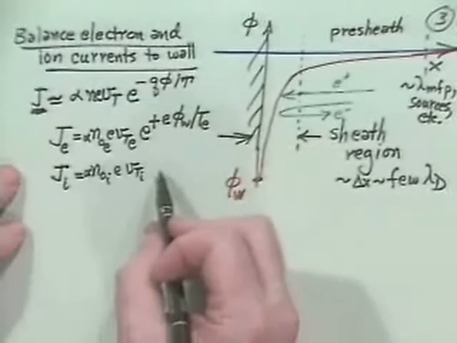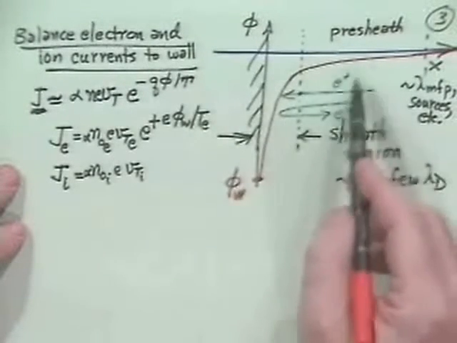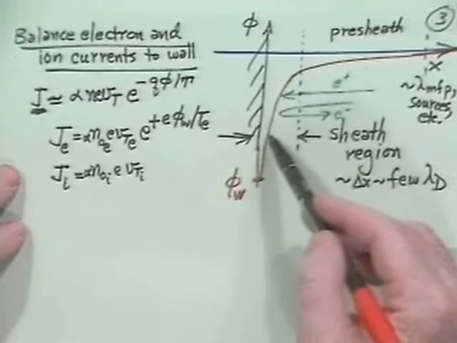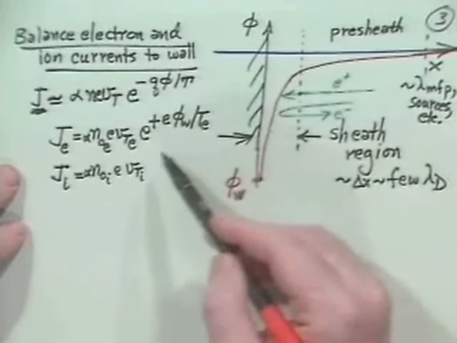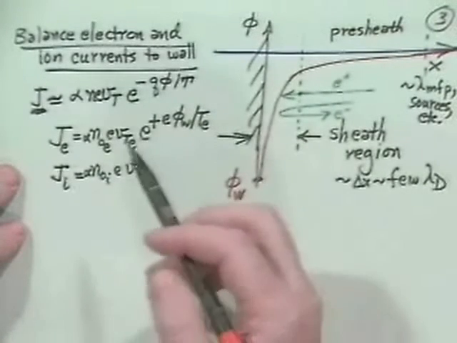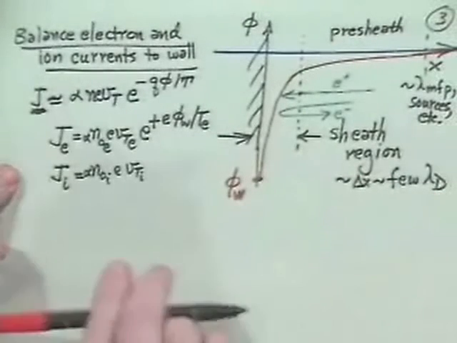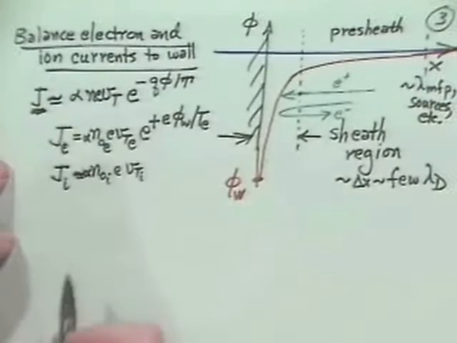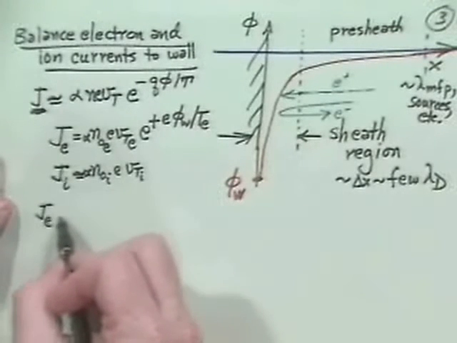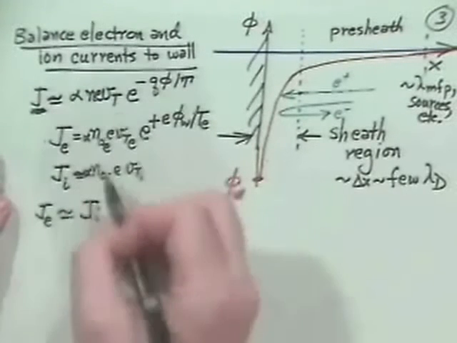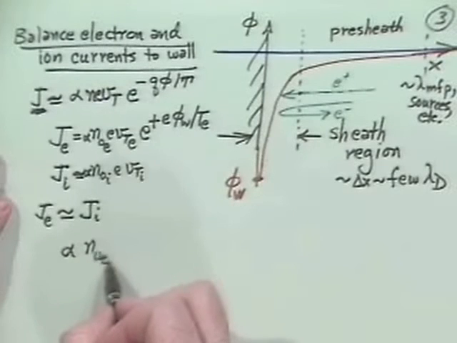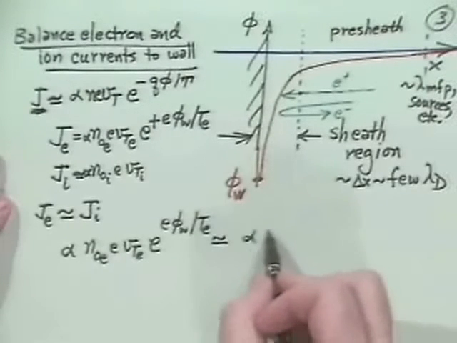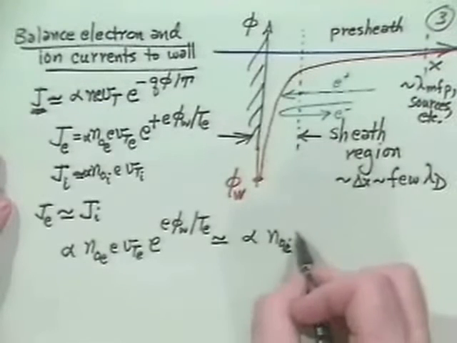But the idea is that I could put in an exponential factor, but all that really represents is an acceleration of the particles. They go to higher speed as they get accelerated by this potential. As they do so, we'll later talk about the fact that their density decreases, because n v is a constant in a fluid, and so n has to decrease if v increases. So roughly speaking, this turns out to still be the case. So if I now equate Je approximately equal to Ji, and write down these two formulas, I get alpha n naught e, e v thermal e, e to the e phi wall over Te, approximately equal to alpha n naught i e v thermal ion.